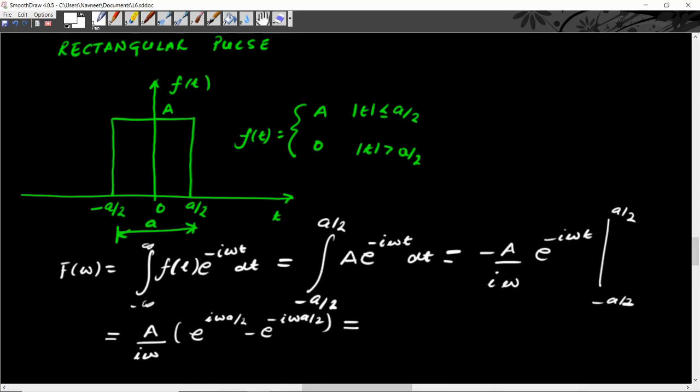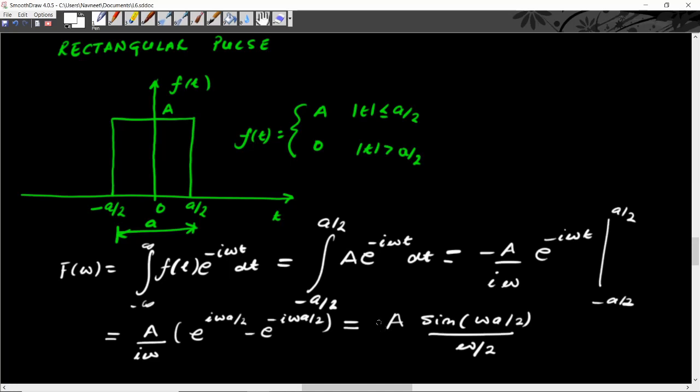Alternatively, we can write this as A a times sine omega a by 2 over omega a by 2.